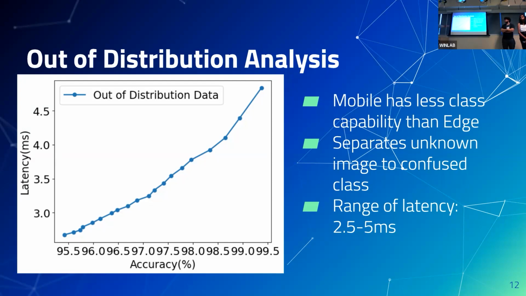As you can see, the latency gets lower because the mobile knows fewer classes, and the time of the inference will also decrease. And as the threshold increases, it would send more to the edge node, and the accuracy will also increase.